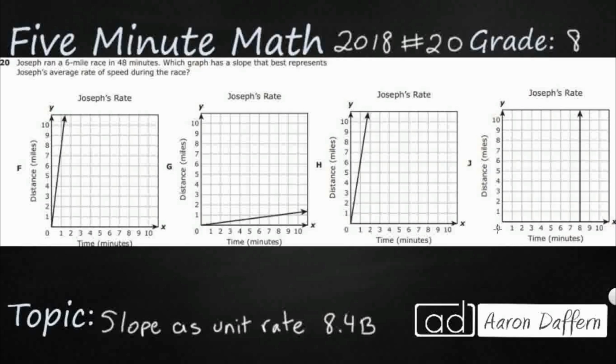Today we are looking at the 8th grade concept of slope as unit rate. This is standard 8.4b in the great state of Texas, and we are using item number 20 of the 2018 released STAAR test. If you have not done so already, please go ahead and take a moment to pause the video, work this problem out on your own, unpause it, and we will look at our answers together.